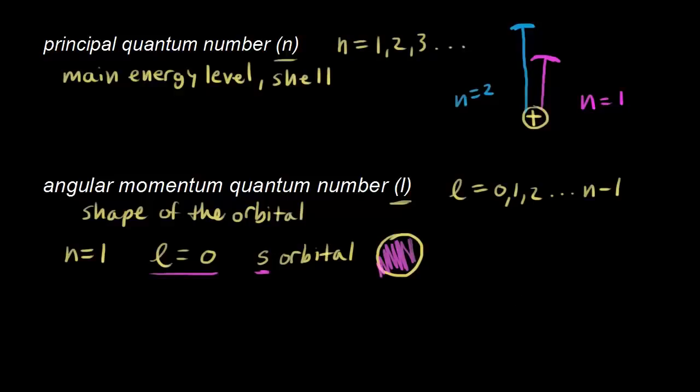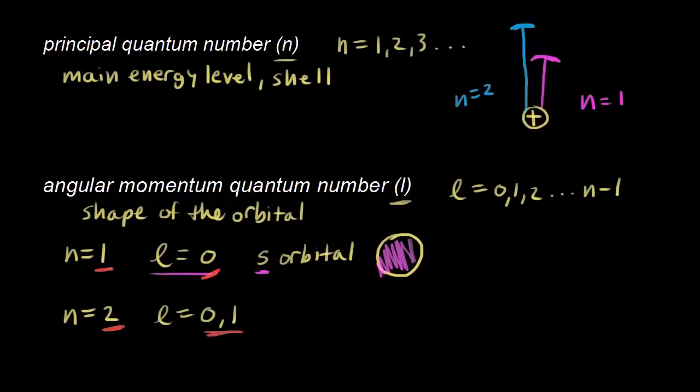Let's do the next shell. So n is equal to 2. So if n is equal to 2, what are the allowed values for l? So l goes 0, 1, and so on, all the way up to n minus 1. So l is equal to 0, and then n minus 1 would be equal to 1. So we have two possible values for l. l could be equal to 0, and l could be equal to 1. Notice that the number of allowed values for l, right, is equal to n. So for example, if n is equal to 1, we have one allowed value. If n is equal to 2, we have two allowed values.